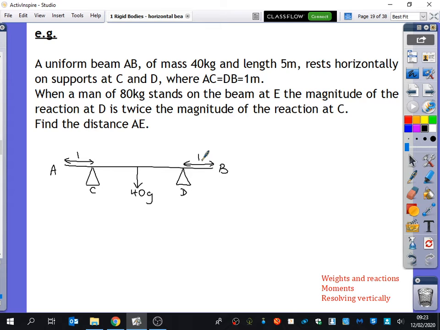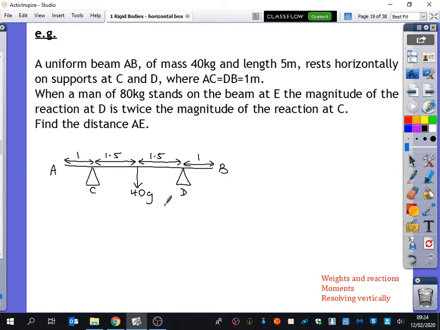This just depends on your preference of what things to label, because there are many different things you could label. If the whole thing is 5, I probably would say this one is 1.5, so that it's halfway along, which means that this one is also 1.5. At this stage, I'm probably going to want to draw on some normal reactions, but I better read the rest of the question, because there could be a bit more information. When a man of 80 kilograms stands on the beam at E, the magnitude of the reaction at D is twice the magnitude of the reaction at C.